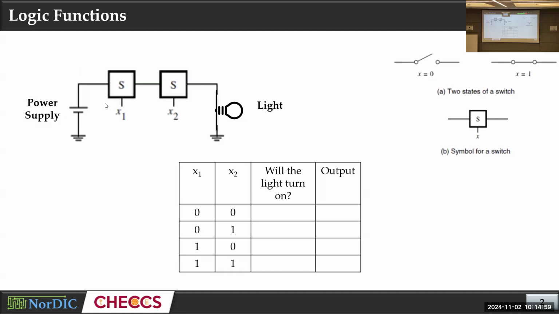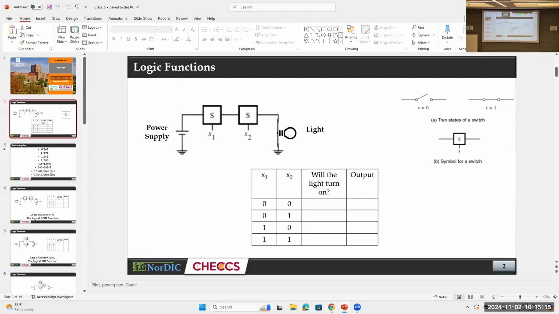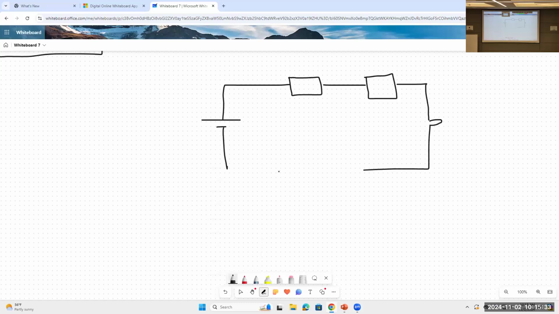This is a power supply, and there are 2 switches, not a single switch. Let me draw this on the board. So this is a power supply, and there are 2 switches. One is here, and this is a bulb.